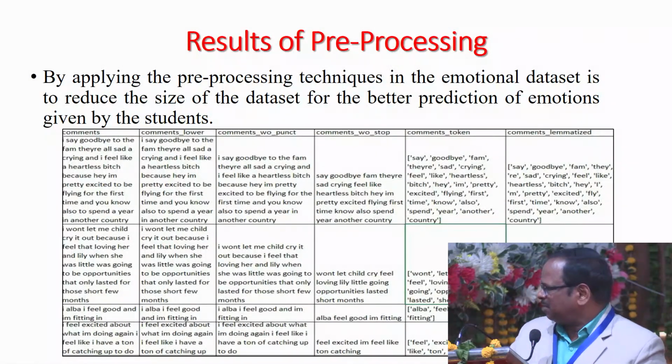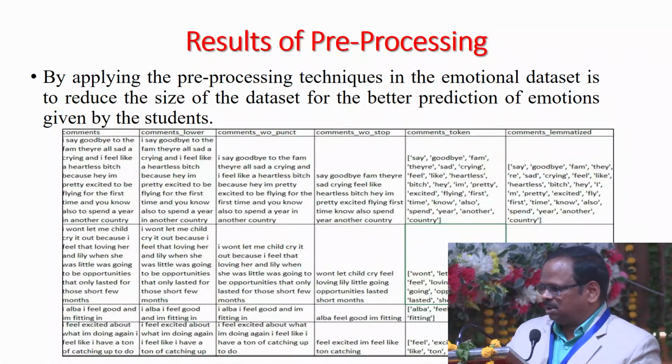This is the result of pre-processing for each and every word: word conversion from uppercase to lowercase, tokenization, stemming, lemmatization, everything is displayed here. The raw data comes first, and then the other six kinds of pre-processing are applied. Okay, next.